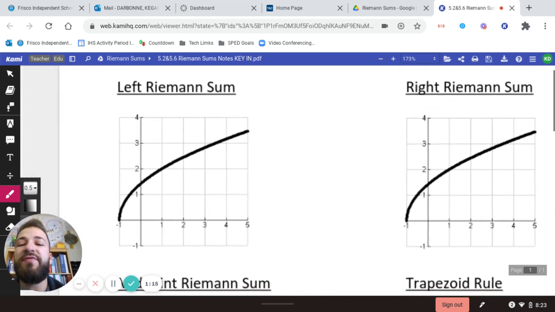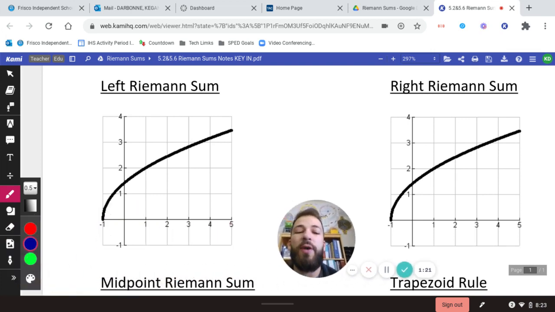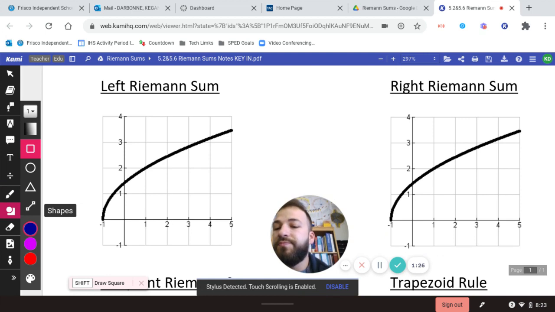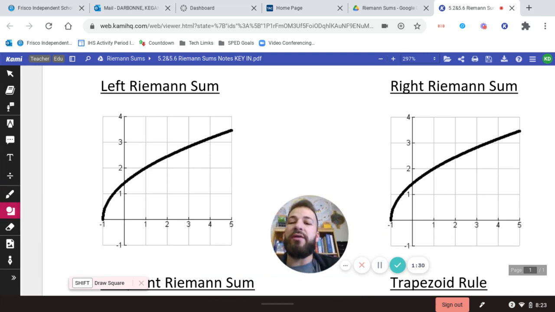And we're going to look at a couple of different types. So the first one is a left Riemann sum. And Riemann sums all have rules to them. You don't just get to randomly draw stuff. But a left Riemann sum says that I'm going to draw rectangles under my curve with the leftmost point of the rectangle touching the curve. So here is my left Riemann sum. As you notice, I draw my rectangle where the leftmost point of the rectangle is what's touching the curve.